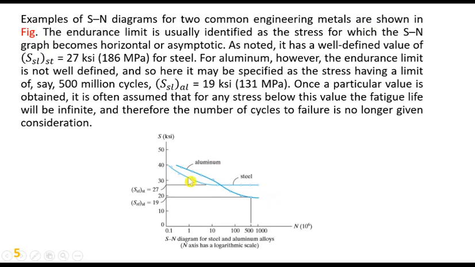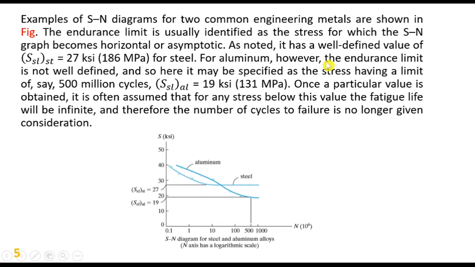Two materials, aluminum and steel. This is the behavior of steel, this is the behavior of aluminum. 27 is the stress for steel and 19 is the stress for aluminum. The endurance limit is usually identified as the stress for which the SN graph becomes horizontal or asymptotic. Asymptotic means straight, so it is horizontal asymptotic.